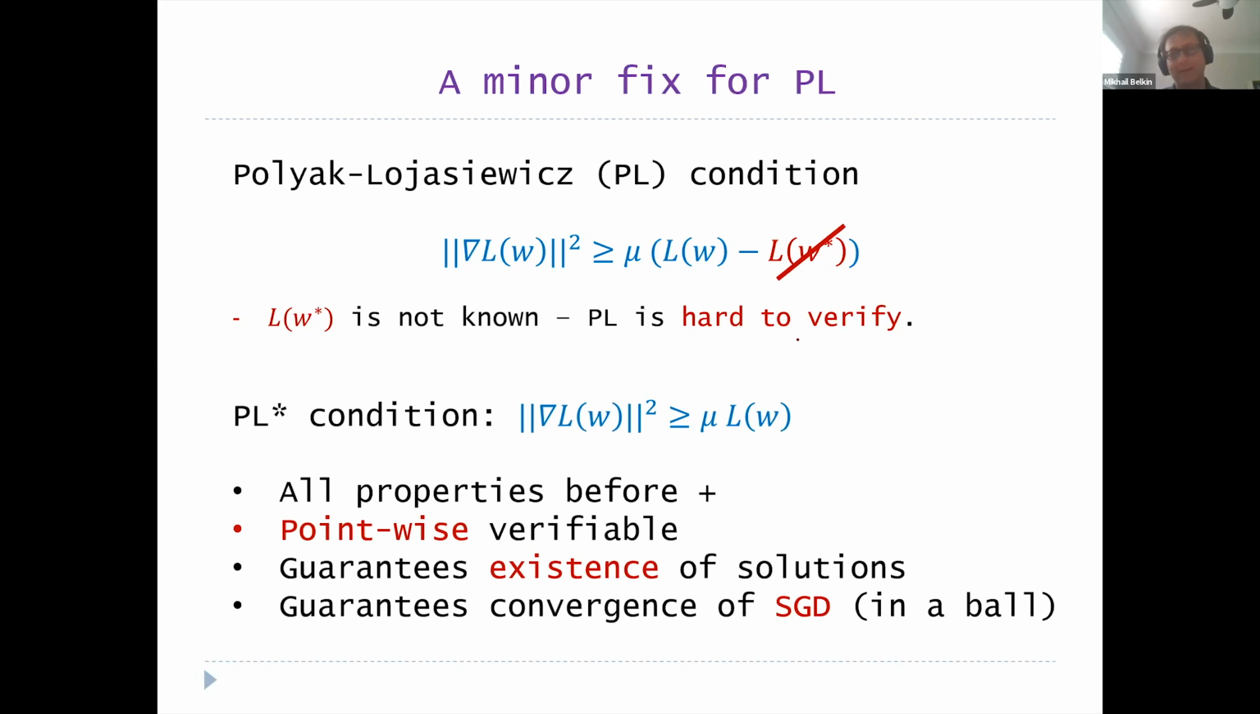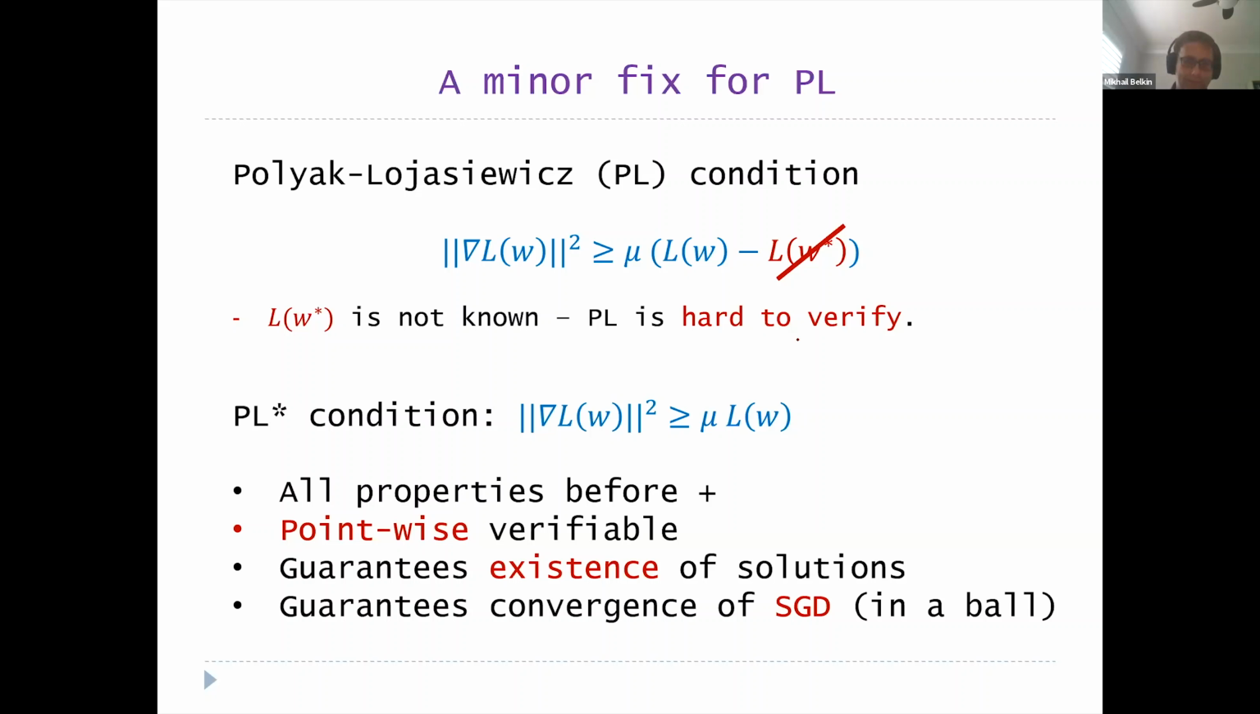So now what we call the PL star condition is sort of a trivial special case of the PL condition. You just remove that term. And amazingly, now you have all the properties from before, which is not surprising because it's a special case of that condition. It is pointwise verifiable. And in addition, it guarantees existence of a solution. So if you can verify this at every point in a ball, you cannot just do it at one point, you have to have it hold in a ball, then you guarantee that the solution exists and you don't need to worry about L of W star at all. Of course, it will be zero in that case. Moreover, unlike the other condition, this actually also guarantees convergence of SGD with fixed step size.